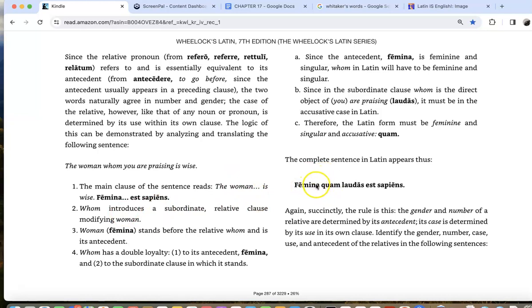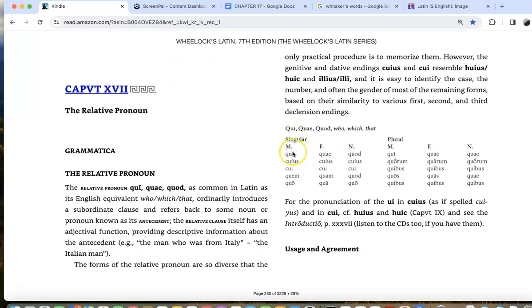Here's another example in Latin. Here we have the woman is wise, femina est sapiens. That would be our main clause. But then if we're giving more information about the woman, we introduce it with the relative pronoun. Here we need quam, because what we have here is the woman whom you are praising is wise. So whom you are praising is the relative clause, or the subordinate clause. So laudas is our subject and verb, which makes the relative pronoun in this case accusative singular, or the direct object. So we go back to our examples here.